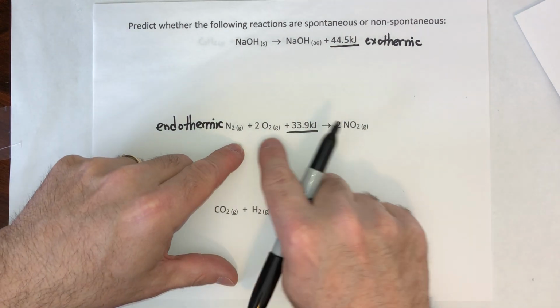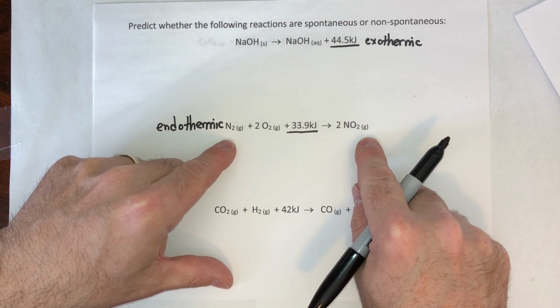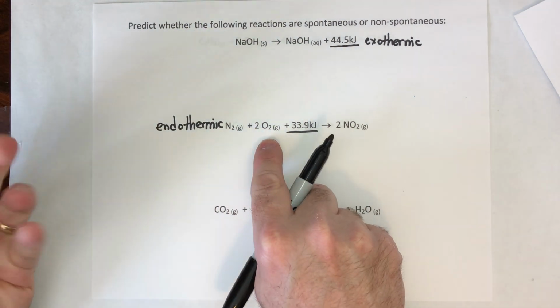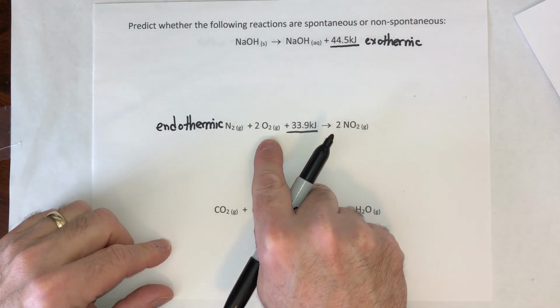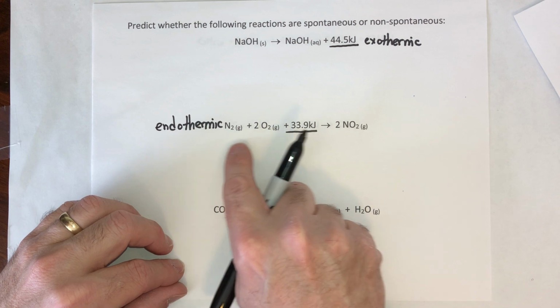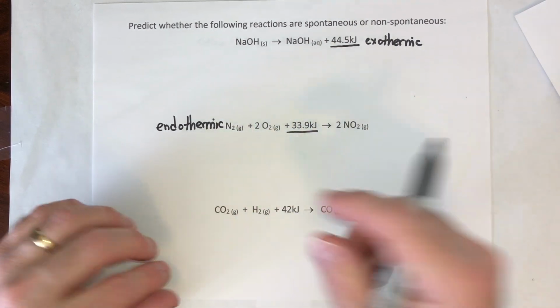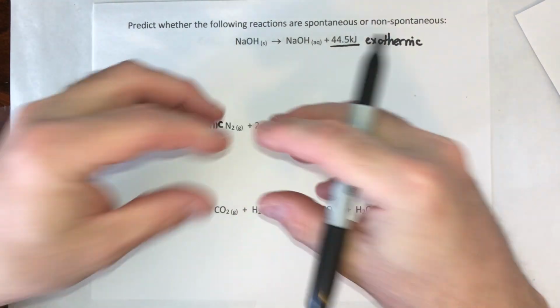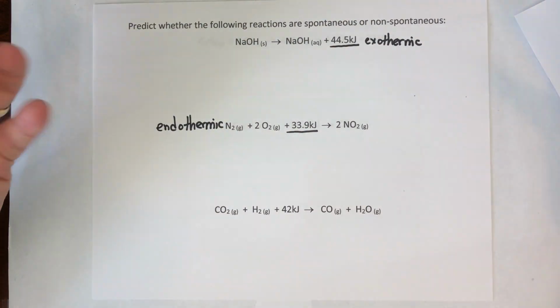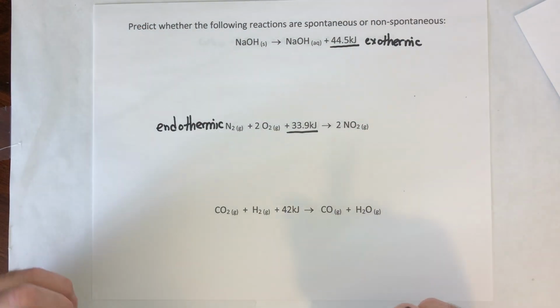Because in order to make this reaction happen, what do you need to put in? I need to put in some nitrogen. I need to put in some oxygen. And I need to put in some heat. Right? So if it's over here on the reactant side, that means that I am adding it. And if I am adding it, that's endothermic, right? If heat is being added to the system, that's endothermic.